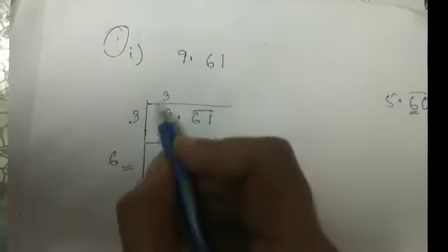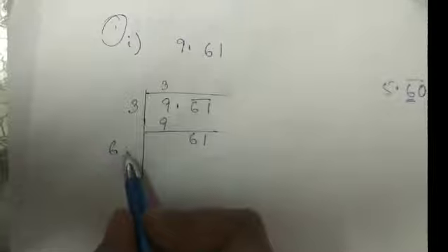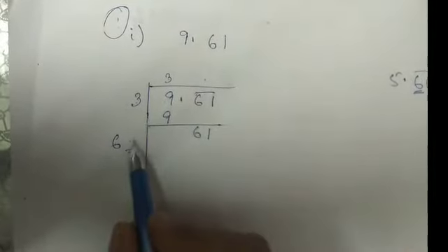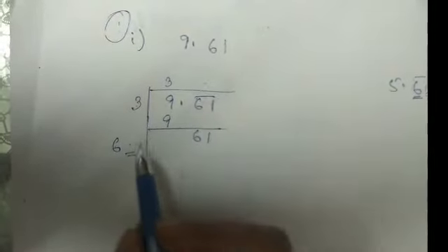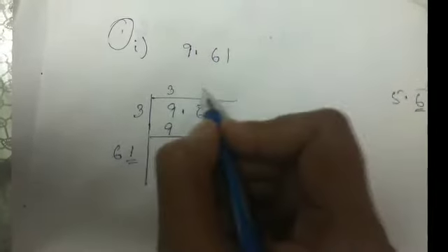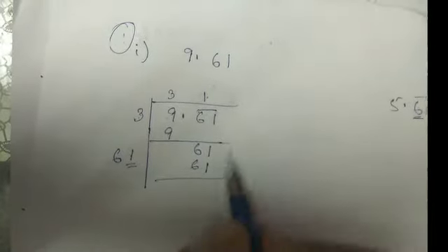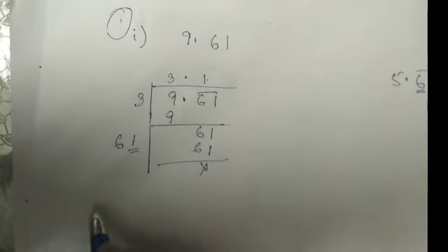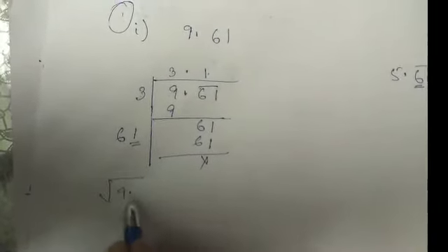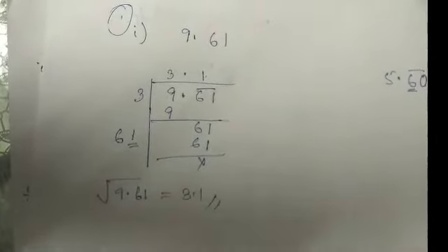Now again the same process, what we did here, the same number was chosen. Here also you have to choose in such a way that if you take 1 here, there also 1 is to be taken. If you take 2 here, then there also should be 2. But if I take 2, then it would be greater than 61. So I have taken 1. 1 1s are 1, then 166, and the decimal will be in the same place. So it's finished. Square root of 9.61 is equal to 3.1. Okay.